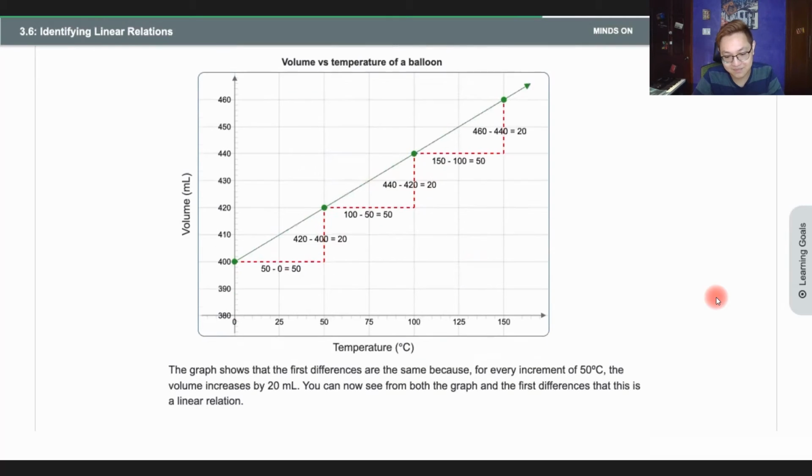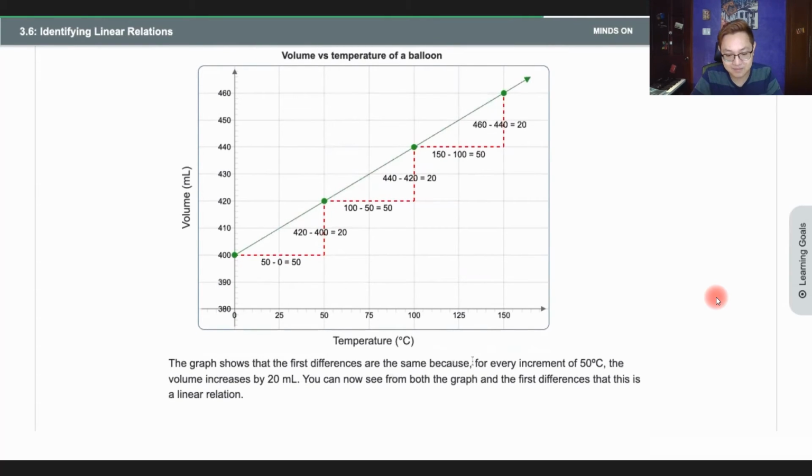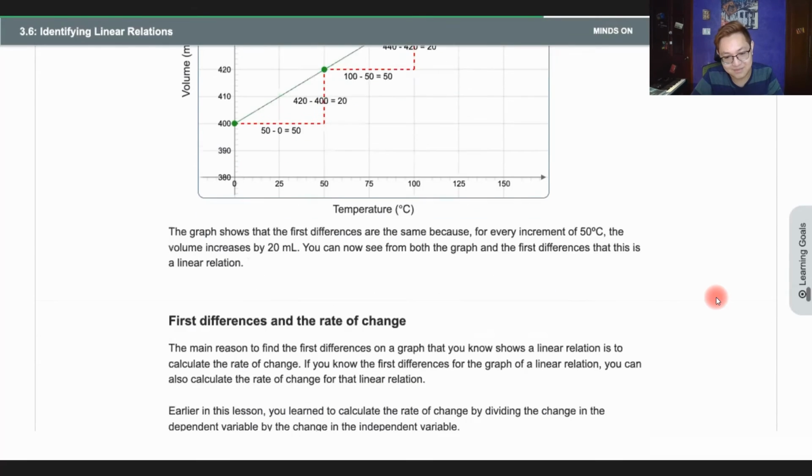The graph showed the first differences are the same because for every increment of 50 degrees Celsius, the volume increased by 20 milliliters. You can now see from both the graph and the first difference that this is a linear relation.